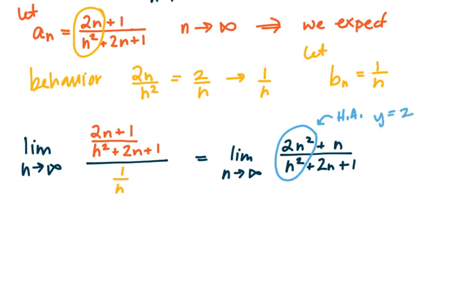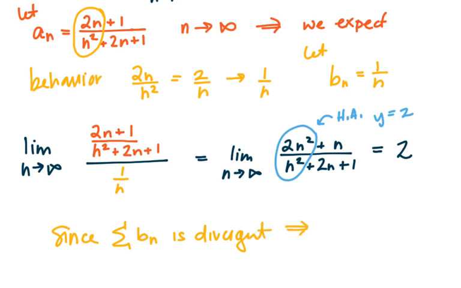So the limit as this rational function goes to infinity is equal to a positive constant. So this is case 1 from our limit comparison test. And since the sum of b sub n is divergent, then we can state here that the sum of a sub n is also divergent. And we are done.